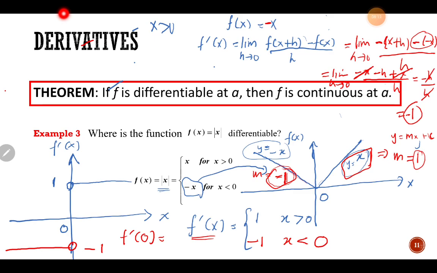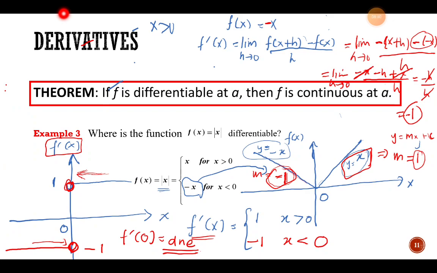Ada tak value for f prime 0? It's berlubang here. And in fact, if you check the limit from the left of f prime x, it is equals to negative 1. Limit from the right tak sama dengan negative 1, but it's equals to 1. f prime x ya, bukan f(x). And then you see dekat f prime 0 is berlubang here, meaning that f prime 0 does not exist.